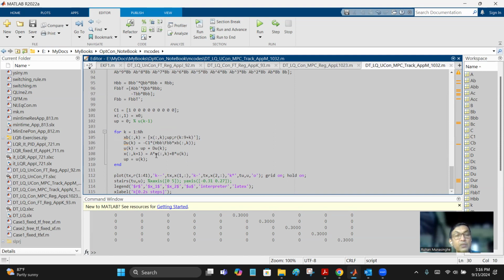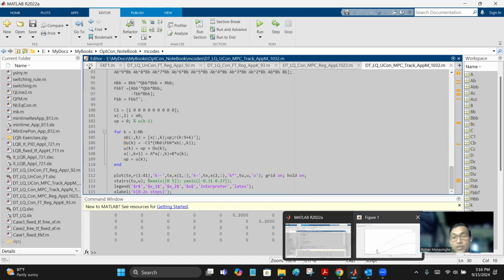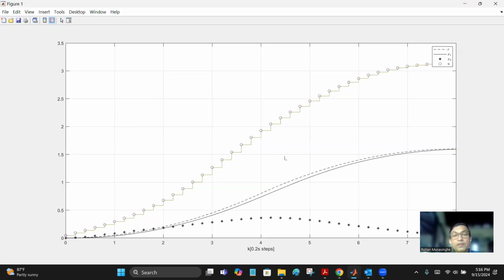This is the model predictive tracking control, just four, five lines. So for this one, this is the result. You can see that it's a second order system. You have two state variables, x1 and x2. X1 is the continuous line over here, right? This is x1.